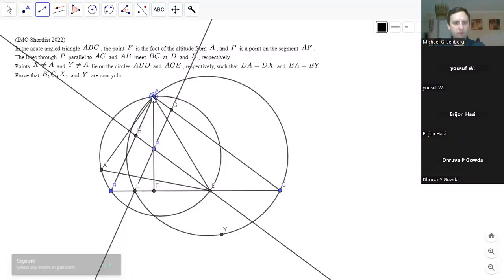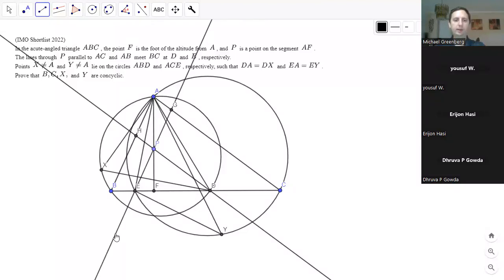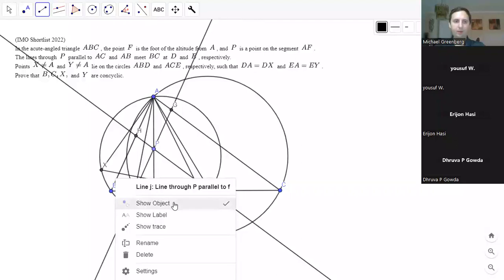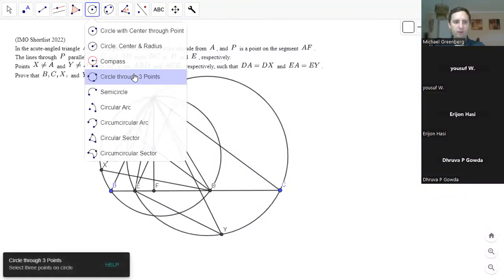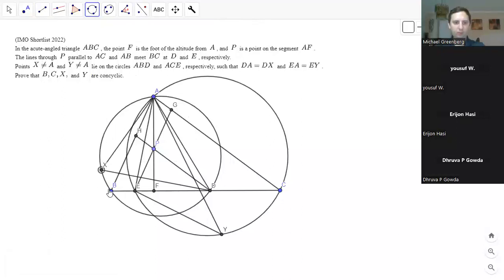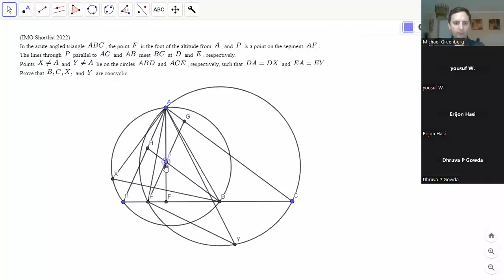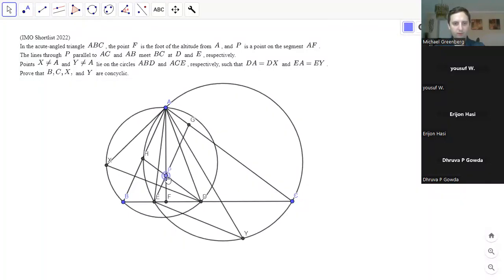All right. So we have 2 isosceles triangles coming from D and E. And we want to show that B, C, X, and Y are cyclic. Now that doesn't look true, or maybe it does actually. Let's check it. So B, C, X, and Y. Yes, that is true. All right. So P can be any point, which is kind of interesting. Any point on the altitude.